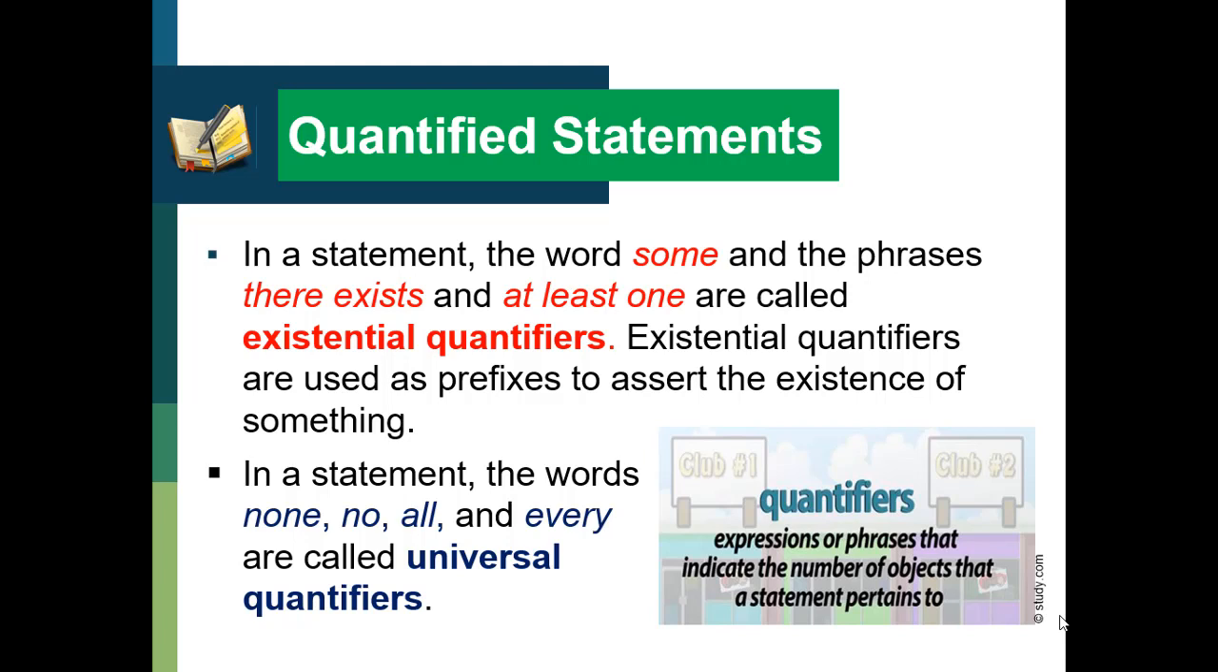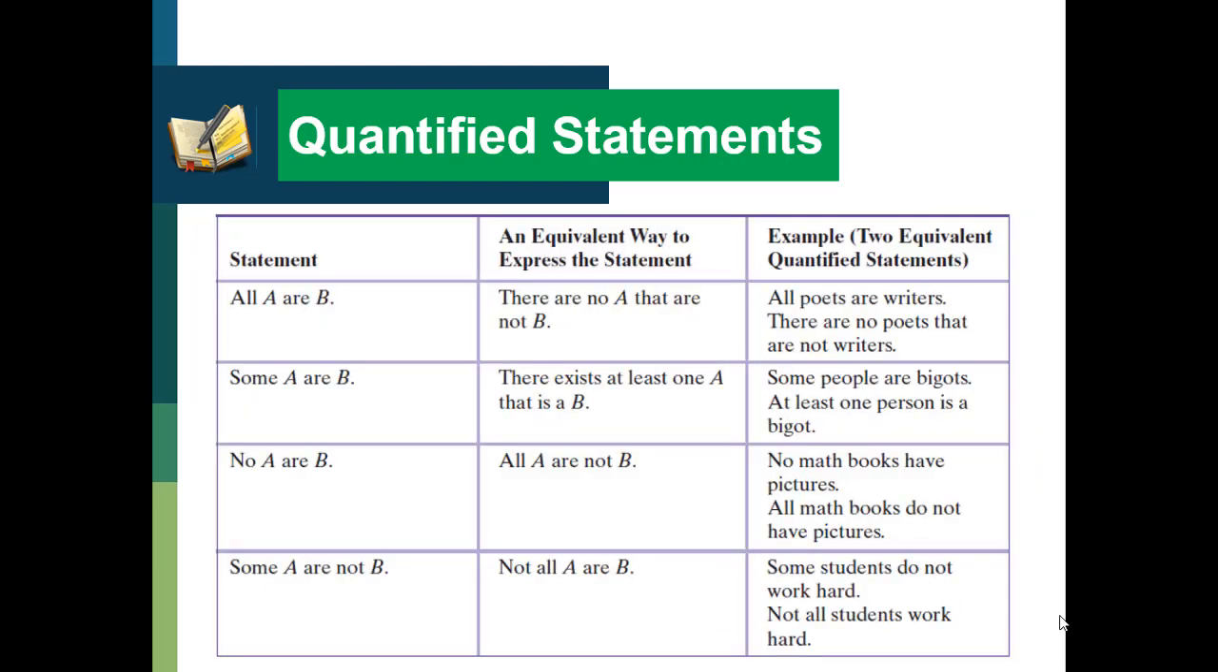For example, all ASU students are beautiful. So that means there's no ASU student that is not beautiful, right? I think you will agree with me if I'm going to write that statement here. And here is a table for a summary.